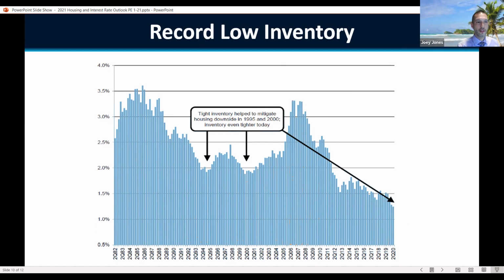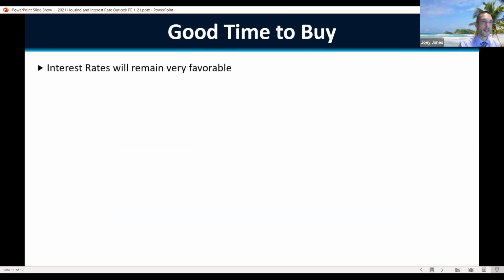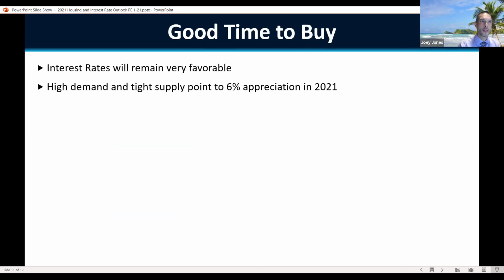So all of these factors are showing massive appreciation in housing, and not a bubble. Not a bubble. It's a great time to buy. Rates will stay low. There's going to be great appreciation. This forecast said 6% on average. We hit 18% last year. So this is very conservative.